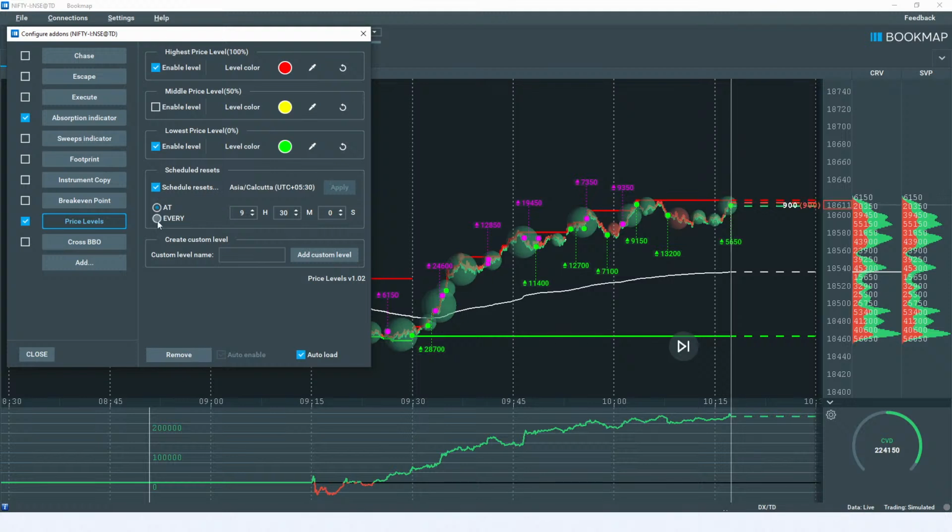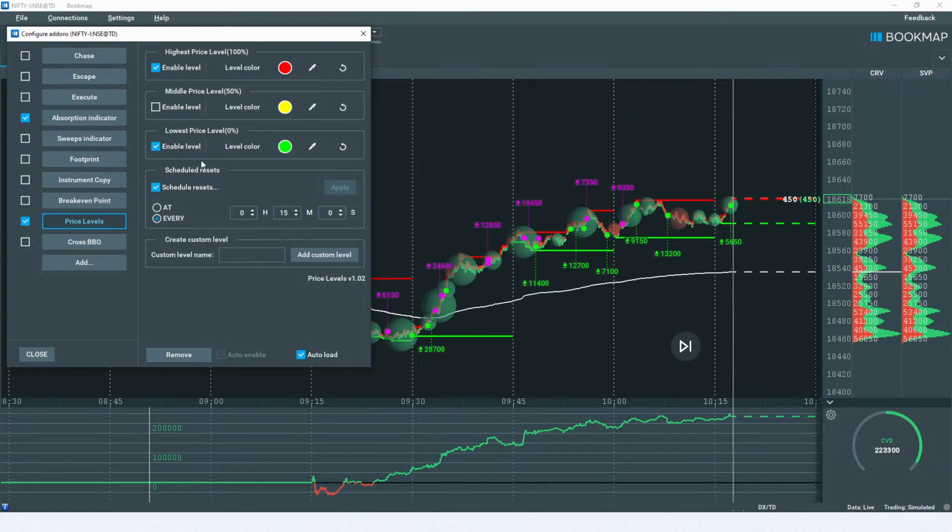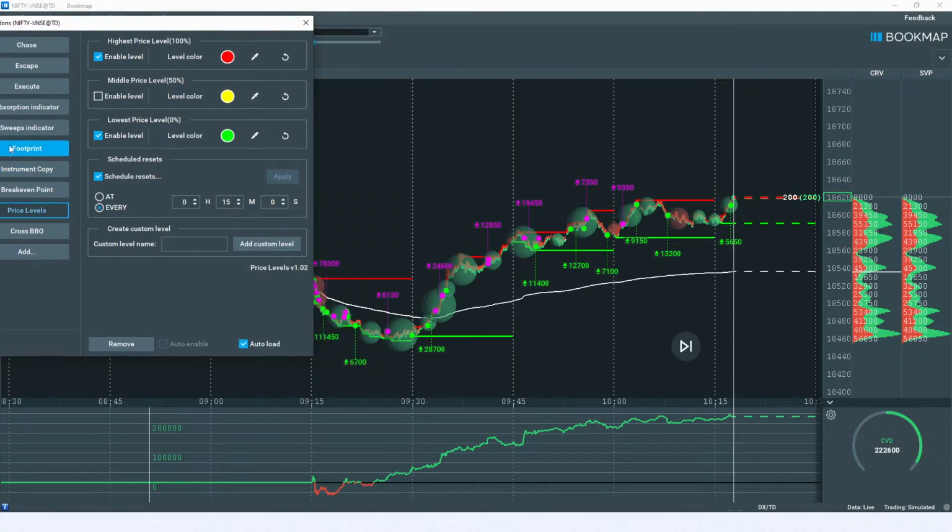And there is one more way of doing it. For every minute or every hour, for every particular period of time, you can also reset the high and low levels. Let me show that to you. If I make it 15 minutes, then for every 15 minutes this high and low will be identified. This is a wonderful feature for identifying where the maximum range is taking place.